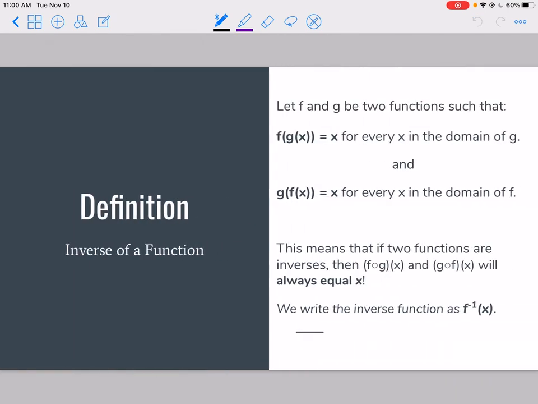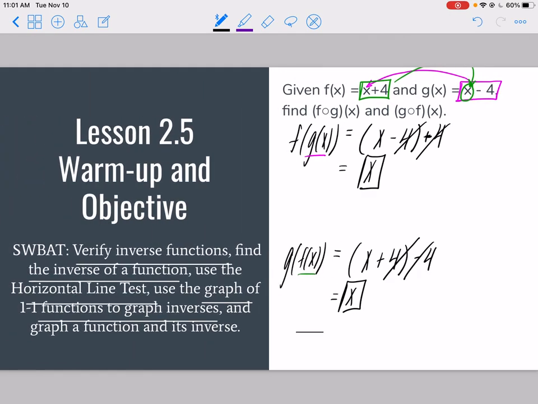Okay, so moving on to our definition of an inverse. This is our formal definition that you'd get from a college algebra book, and then I will explain it a little bit more. It says, let f and g be two functions such that f of g of x equals x for every x in the domain of function g, and g of f of x equals x for every x in the domain of function f. So looking at the example that we just did in the warm-up, in essence, we are looking for this sort of thing, where when we plug one function into the other, we get x out both times.